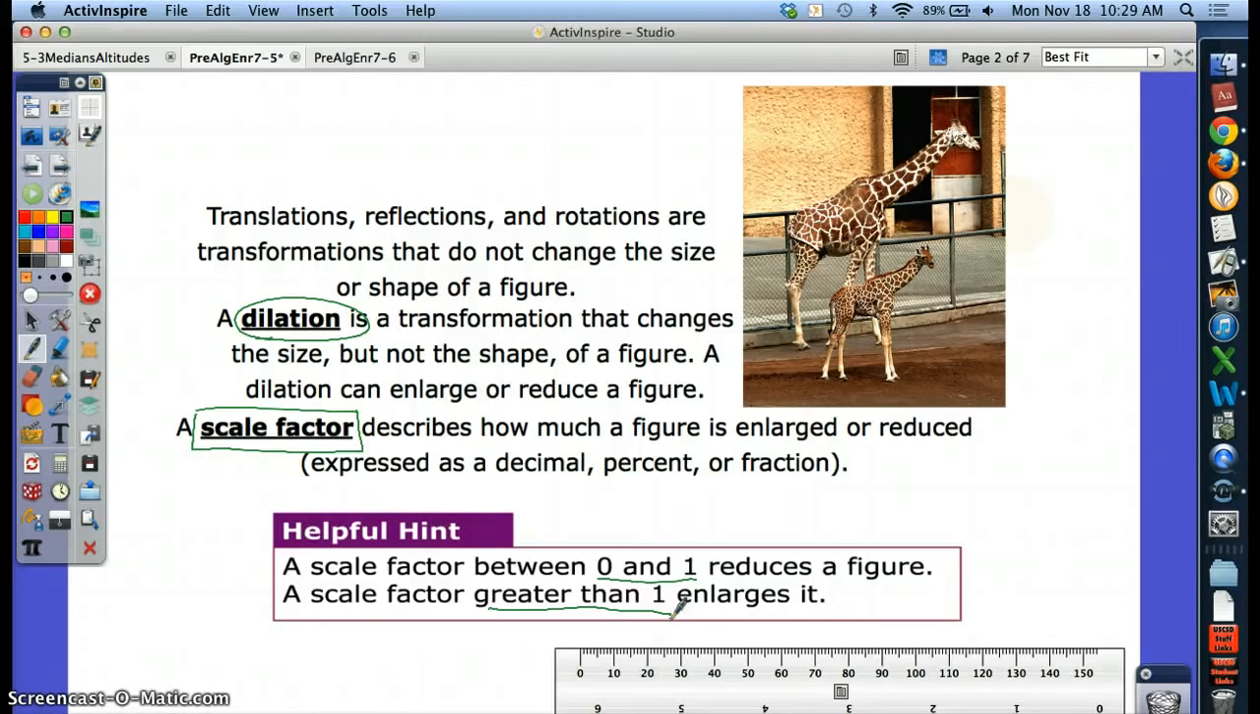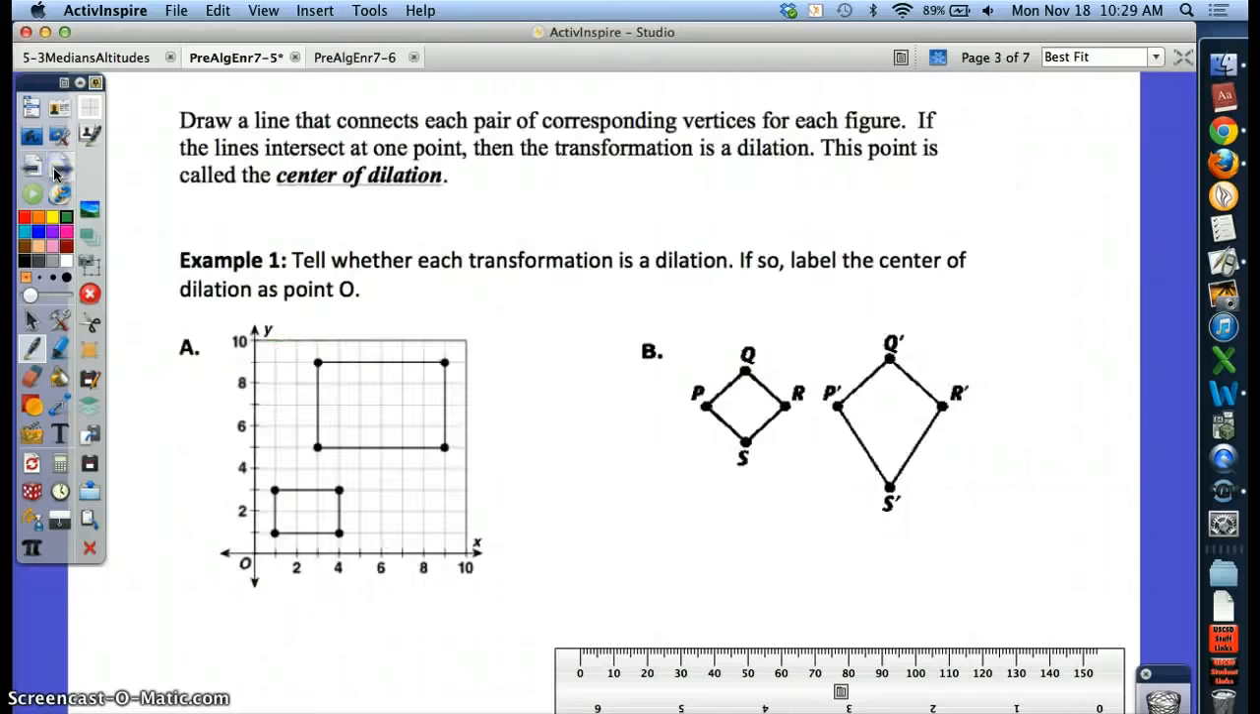So fill in those blanks, make sure you have your target. Let's practice identifying dilations first. I'm going to give you an easy way, a hint on how to do this. Draw a line that connects each pair of corresponding vertices for each figure. If the lines intersect at one point, then the transformation is a dilation, and this point is called the center of dilation. So let's try this.